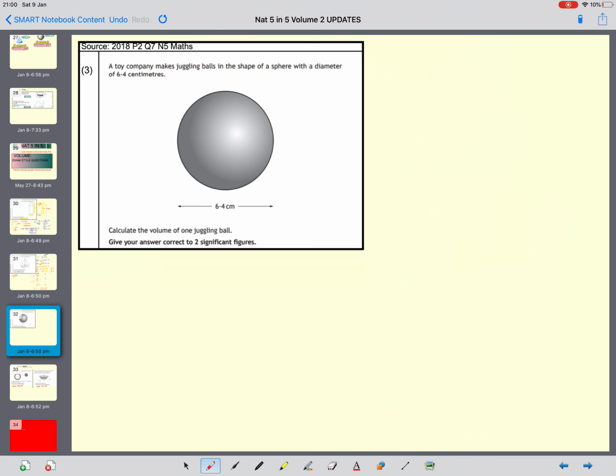Okay, next one. This one is a paper 2 question. A toy company makes juggling balls in the shape of a sphere with a diameter of 6.4 centimetres. Calculate the volume of one juggling ball. Now this could not be any easier. You have got a calculator, you are given the formula of a sphere, which is 4/3 pi r cubed, and all you have to do is substitute everything in.